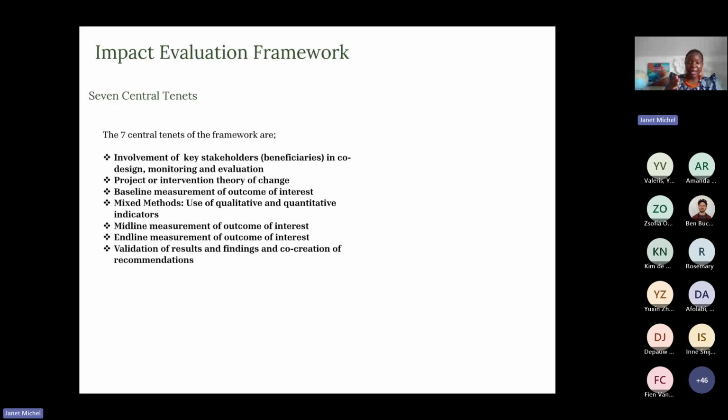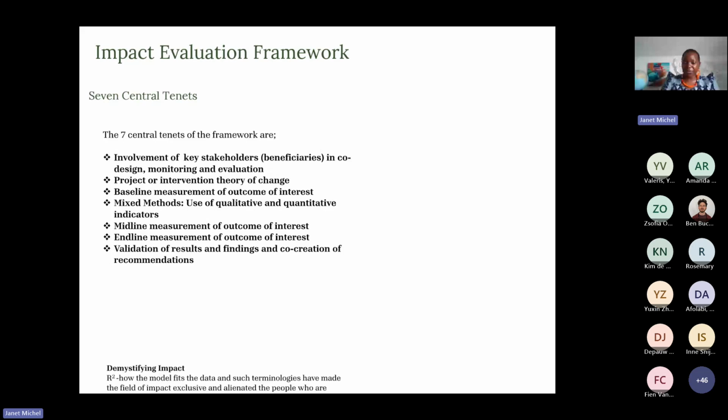And then the use of mixed methods, because we know that stories alone will not tell us who benefited and to what extent. It doesn't tell us how many people benefited, but quantitative data itself does not tell us the how and the why. So it's so important to have mixed methods. And then midline measurement of the outcome of interest. You want to have at least several, but a minimum of 3 data points to do a trend analysis. And the endline measurement of the outcome of interest, validation of findings, and co-creation of recommendations.